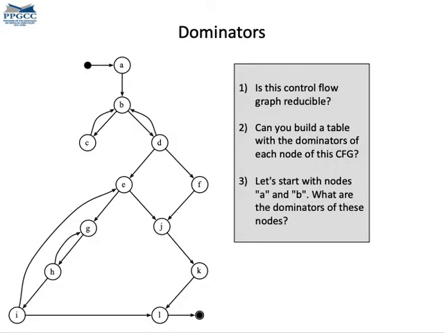Let's see how we can find dominators using this example. Before we start, can you check if the CFG is reducible or not? Anyways, let's start with nodes A and B. What are the dominators of these nodes? You can stop the video to answer the question.